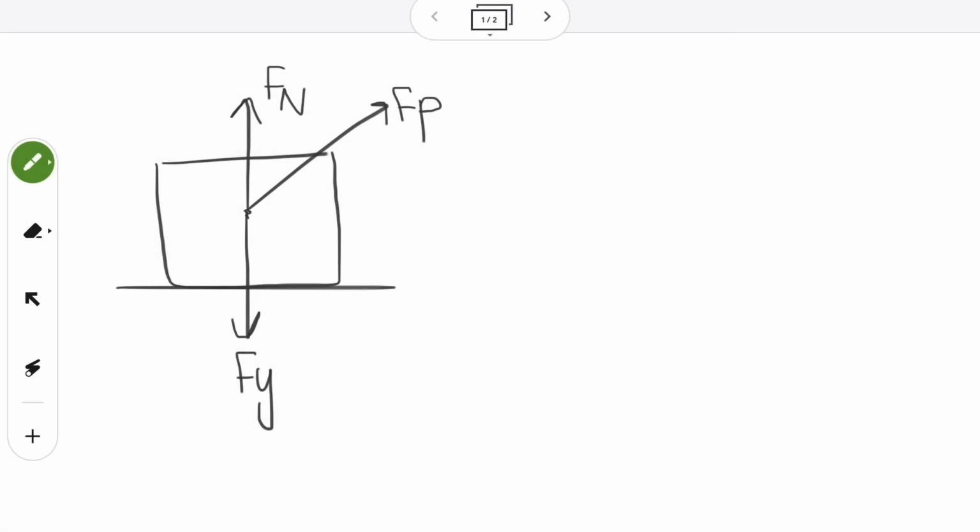Okay, so the question says Jenna is pulling a 10 kilogram box by a force of 90 Newton at 30 degrees with no friction. A. Calculate the acceleration, and B. Find the normal force. Okay, so this is the free body diagram. First, we're gonna draw the Fpx and also the Fpy. And now we're gonna calculate them.